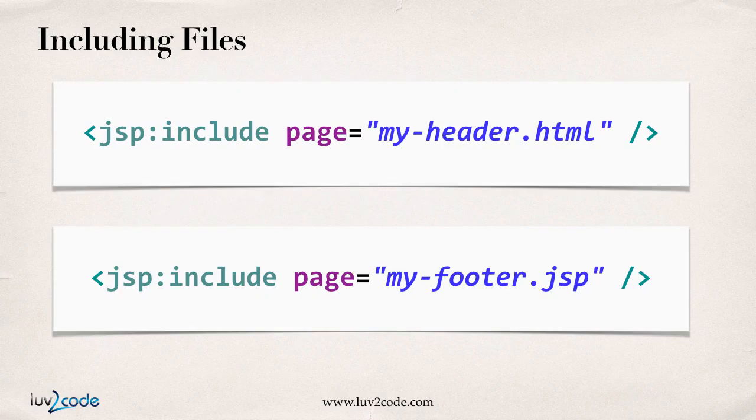When you include a file, you can include either HTML files or JSP files. It's totally up to you. At the top here, I do a JSP include with page equals my header.html. A similar thing at the bottom, I can do a JSP include with page equals my footer.jsp. And that's it. Very simple, very straightforward.